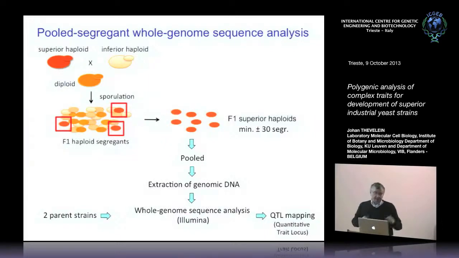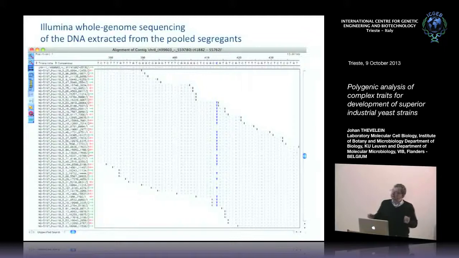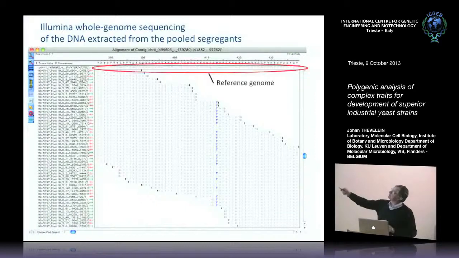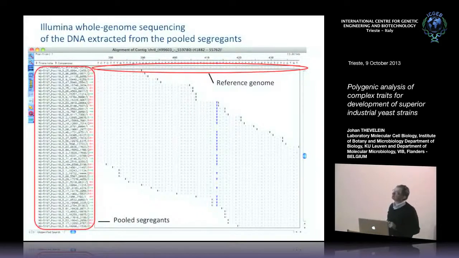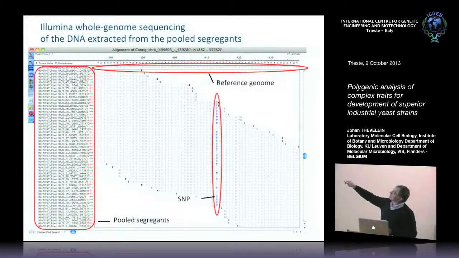The Illumina sequencing, as you know, makes many short reads. You see 100, 200 base pairs only. At the top, we have the sequence of the reference genome. Here, you see the sequences of all the segregants, the pooled segregants. And as you can see, the sequence is the same in most places, except here we have a SNP. You see, there is a T or a C.